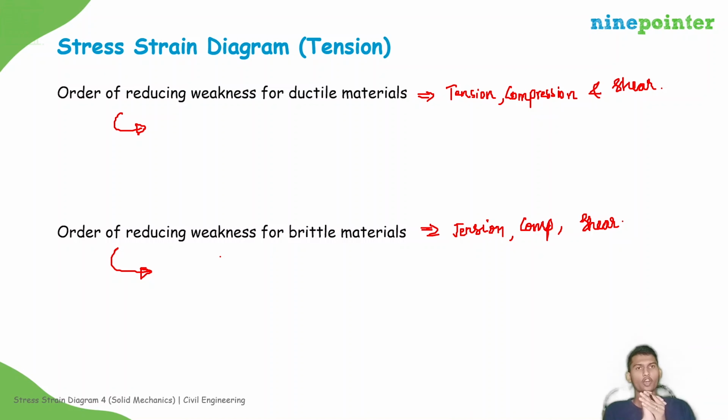So in brittle materials, we already said that the cracks will happen in case of tension and that will propagate and the material will suddenly fail. So the first will be tension, and we already said that in case of compression, whatever crack developed will close, it will contract. So that will increase the strength of the material. So the compression should be last. In between will be shear.